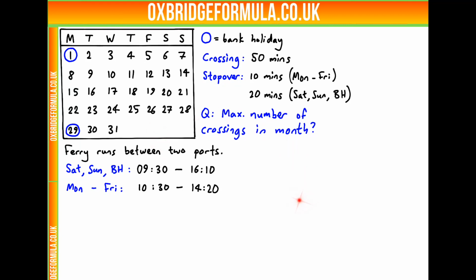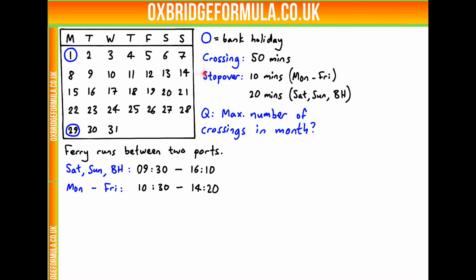So where to begin? We can see that we have two different problems going on. We have a separate situation for Saturdays, Sundays, bank holidays compared to Monday to Friday. So maybe it's best to work with each of these individually for now, then combining them at the end. So how are we going to work out the number of crossings? Well, firstly, we want to know how many crossings we can get into each of these days based on these working hours. And so how can we go about that?